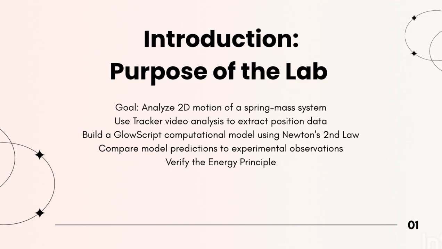The purpose of this lab was to analyze the 2D motion of a mass on a spring which was swinging in an arc while simultaneously oscillating vertically. Using Tracker for video analysis and VPython for computational modeling, we compare predicted and observed motion to test our physics model and verify whether the energy principle is satisfied.